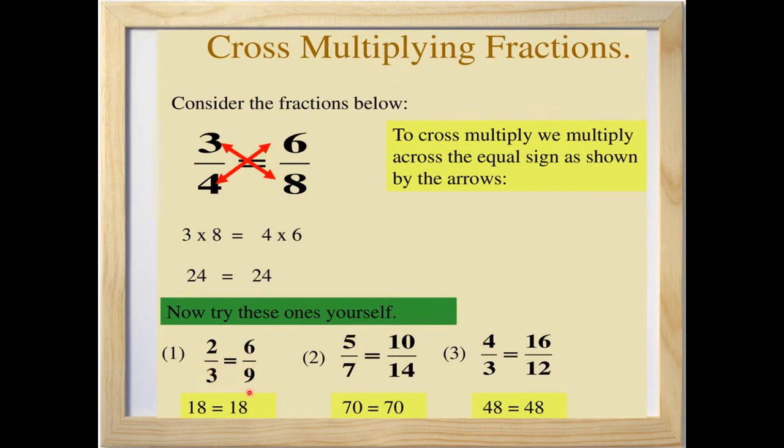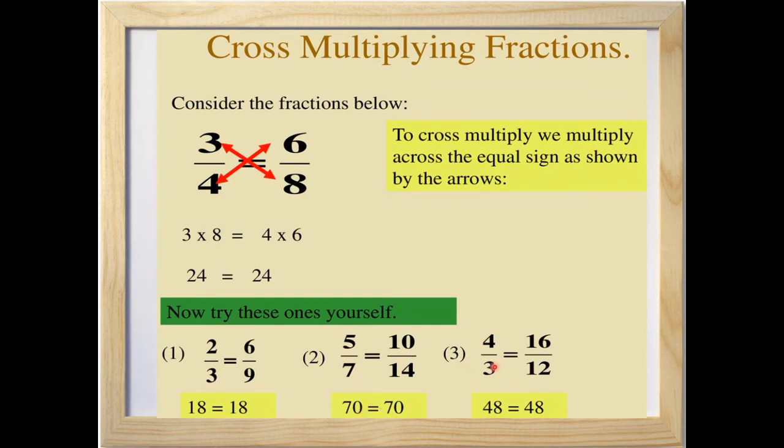2 by 3 and 6 by 9. So 2 nines are 18, 6 threes are 18. So these are again equivalent fractions. See the second one. We have 5 by 7 and 10 by 14. We want to know whether they are equivalent or not. So 5 14s are 70, 10 sevens are again 70. So these two fractions are also equivalent.